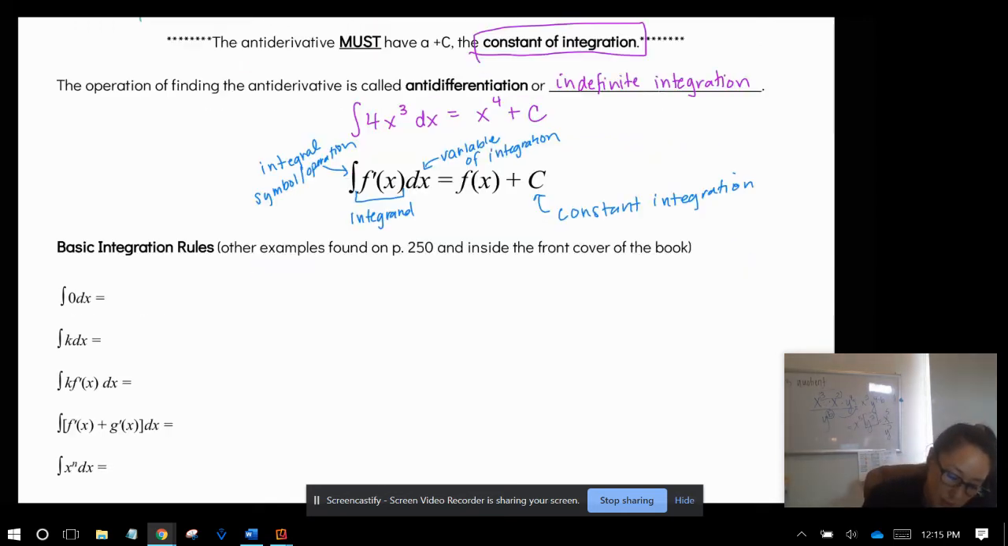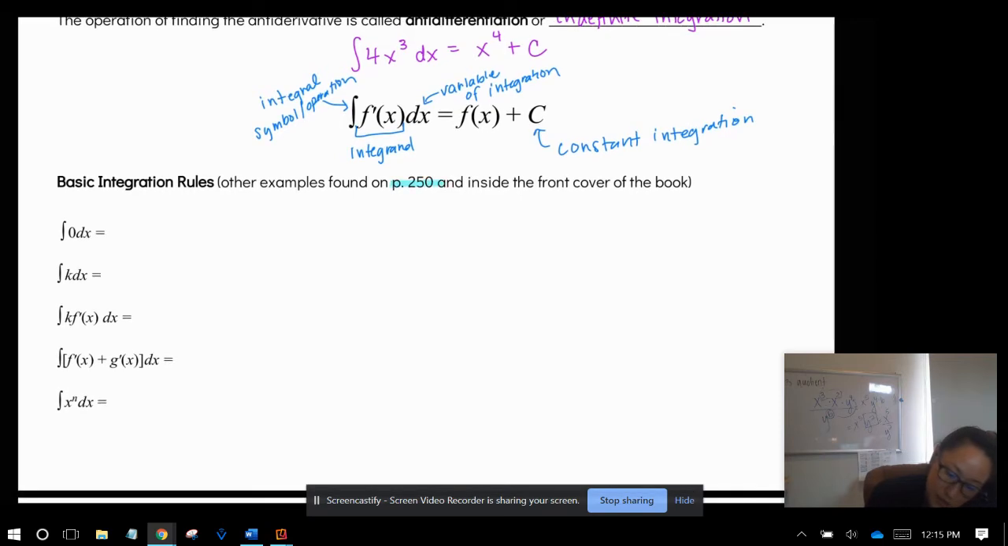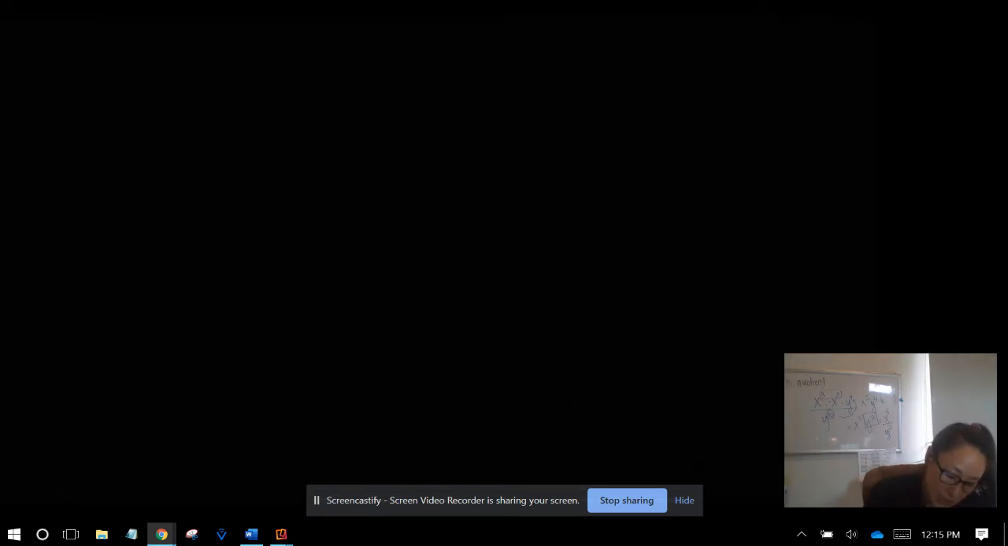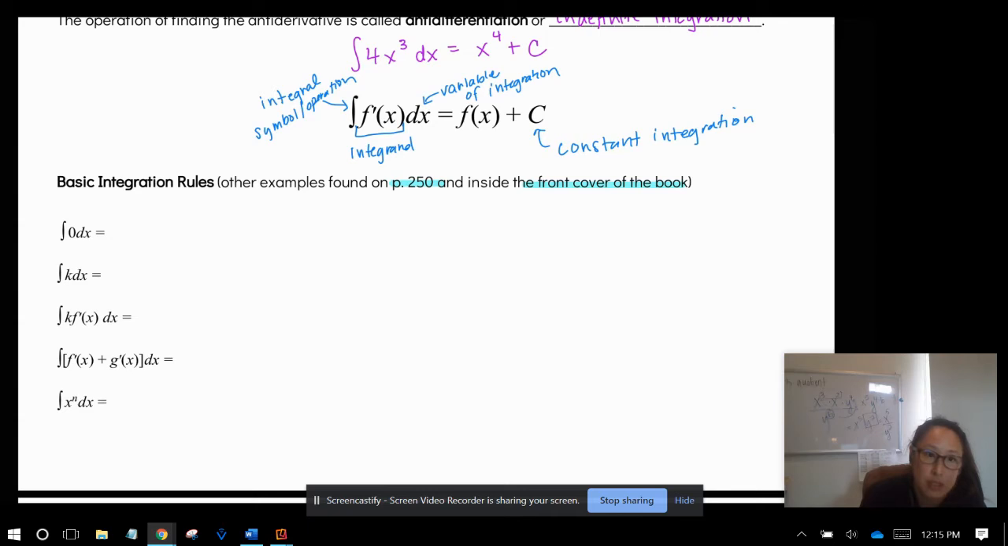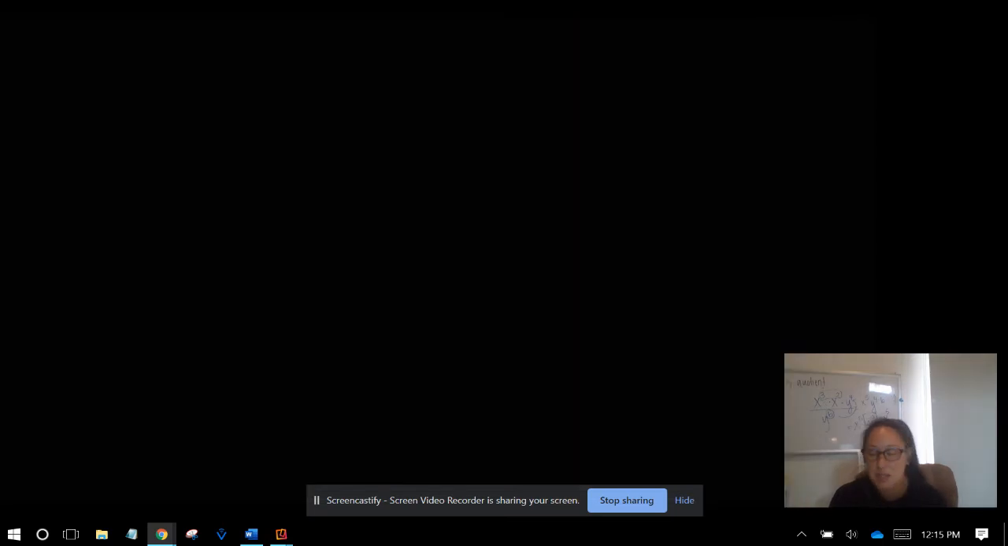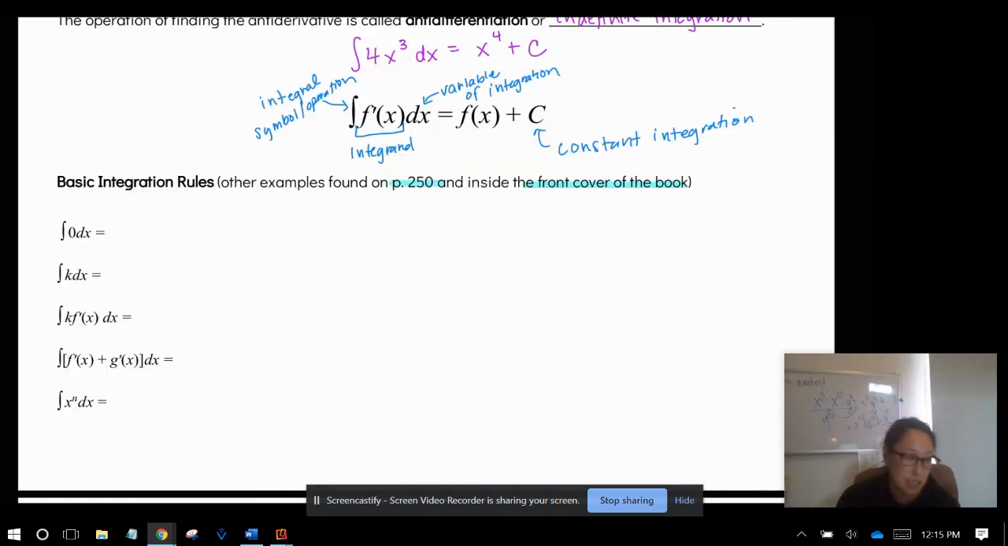All right, here's some basic rules. They are highlighted for you on page 250 or also in the front cover of your book. We're going to take the integral of 0 dx. So if I remember correctly, if I have a derivative that equals 0, it's because I started with a constant line. So what this equals is 0x plus our constant of integration.